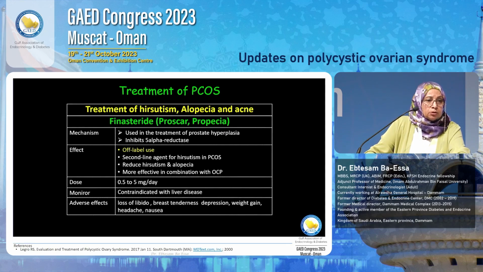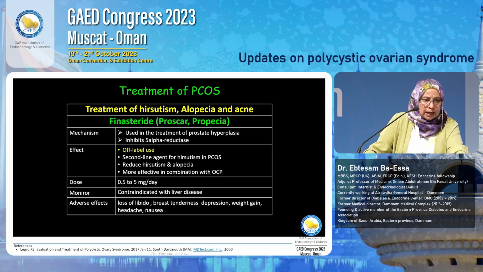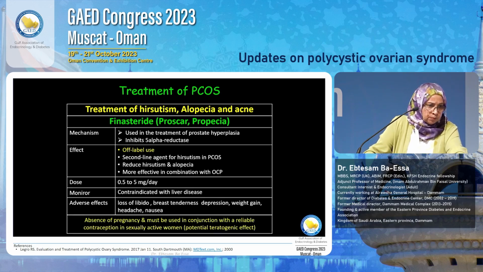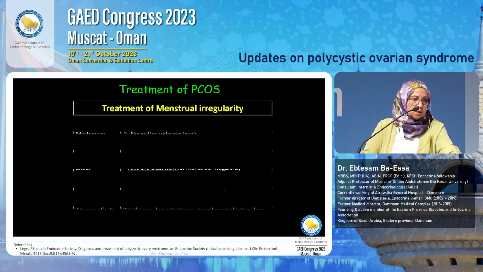Finasteride, or Proscar, is the drug used to treat prostatic hypertrophy, and it can be used off-label to treat polycystic ovary disease, especially if they have alopecia, and it has been shown to improve the alopecia. However, one has to be careful about pregnancy, and pregnancy should be ruled out before starting this treatment.